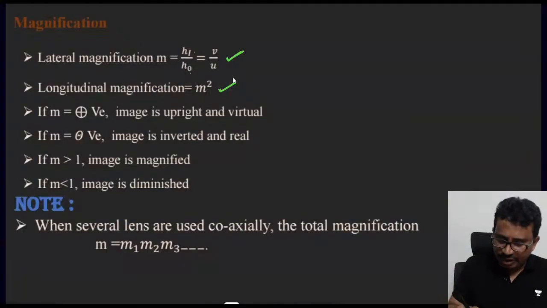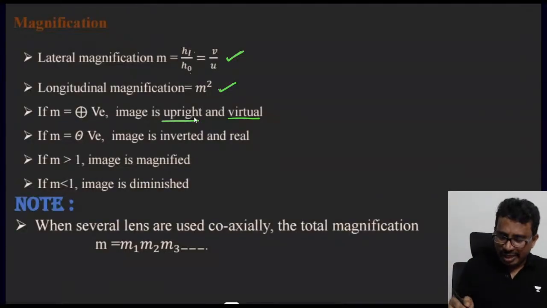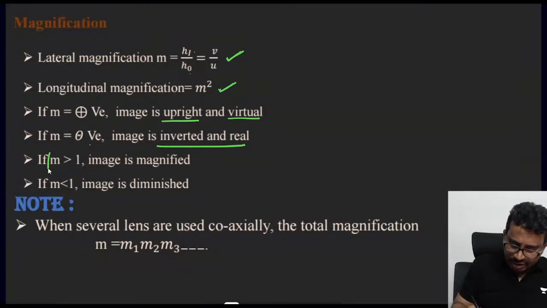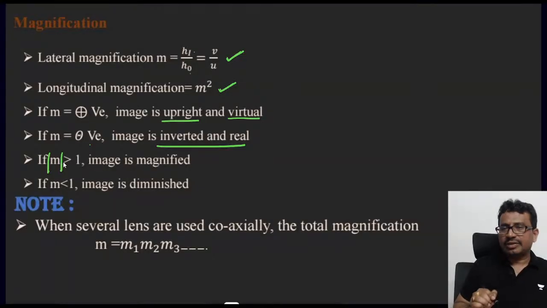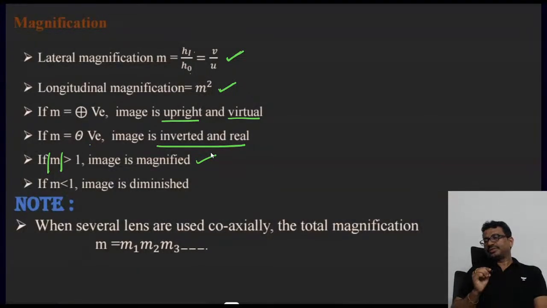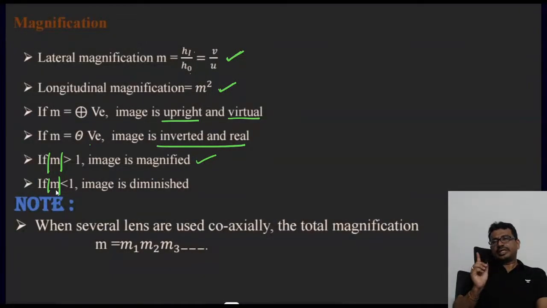If this m is positive, same as earlier, the image is virtual and erect or upright. If m is negative, that is a real inverted image. If the magnitude of m is greater than 1, the image is magnified in nature. If the magnitude of m is less than 1, the image is diminished.